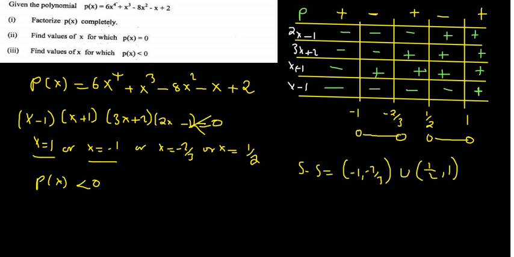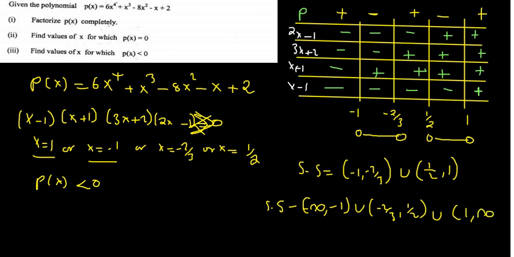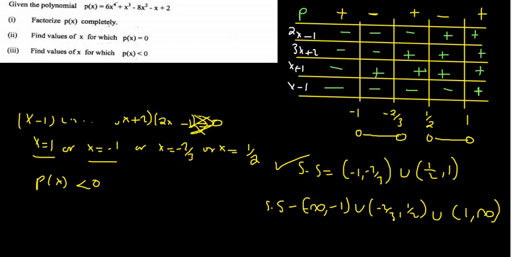So meaning that the solution set is -1 comma -2 over 3, union 1 over 2 comma 1. If it was greater than 0, the solution set would be from -infinity to -1, union from -2 over 3 to 1 over 2, union from 1 to infinity. Those would be the solutions, but it is less than 0. These are the solutions.